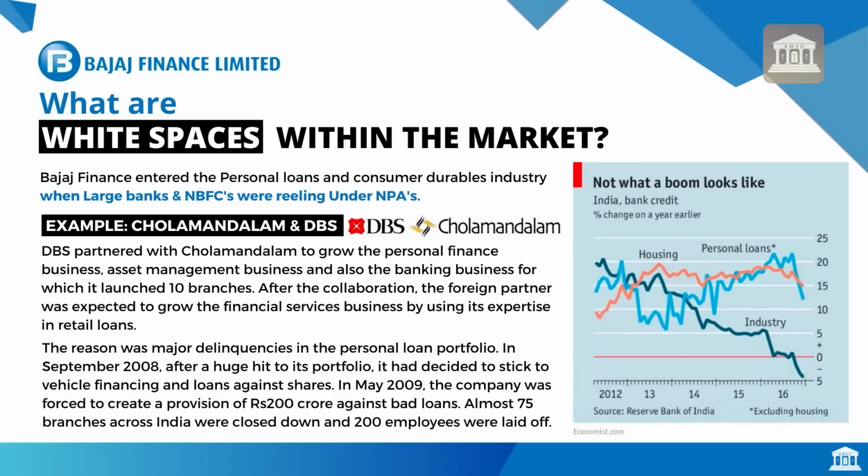So this is how Bajaj Finance identified a white space, because during that point of time, if you look between 2015 to 2016, actually the loan given for personal loans within the Indian industry actually started falling, whereas housing loans were more or less intact and industry loans also fell. This is the point of time between 2010 to 2020, Bajaj Finance got a clean run, that is in the market of personal finance and retail loans.